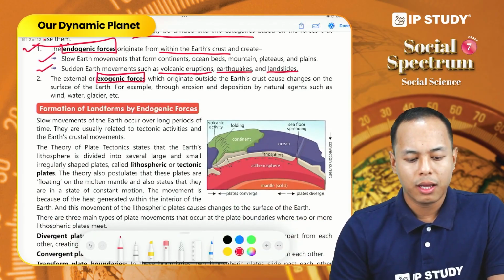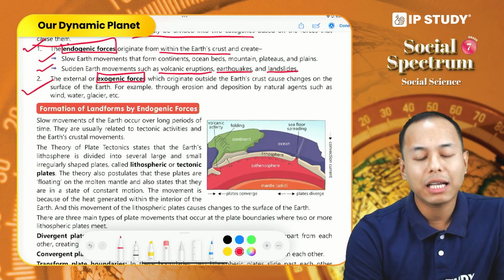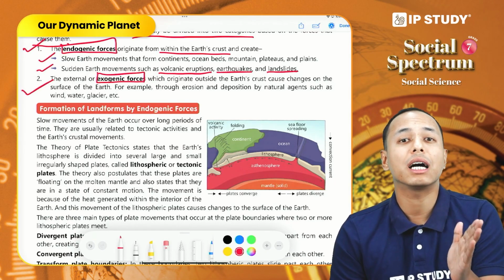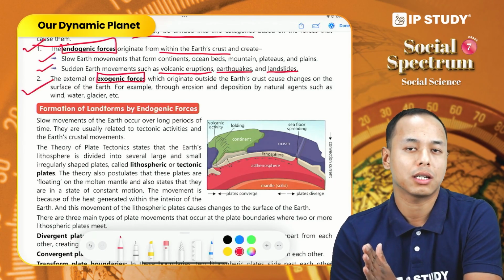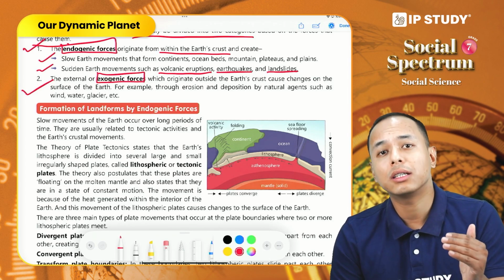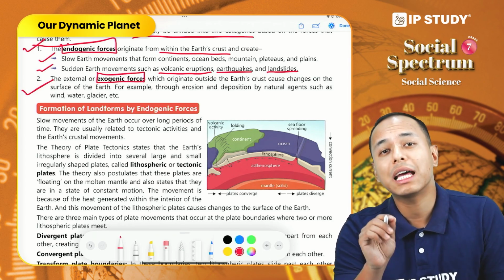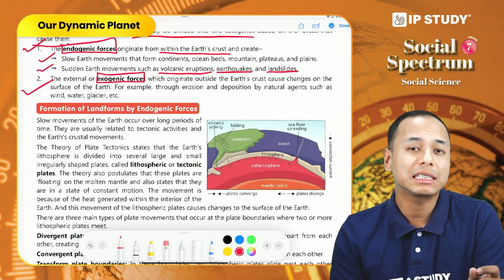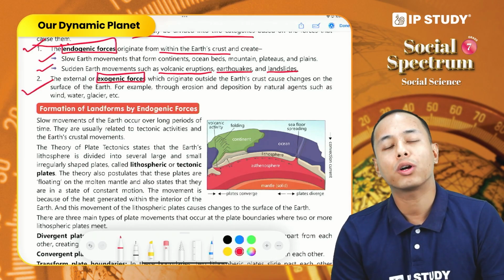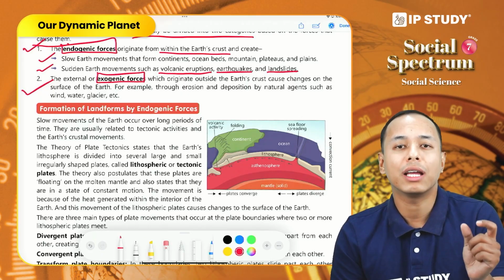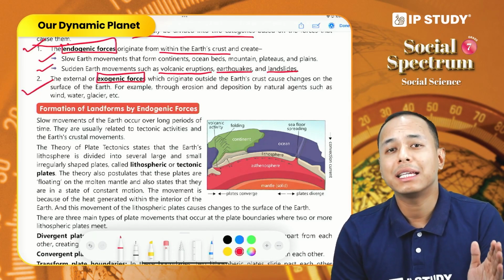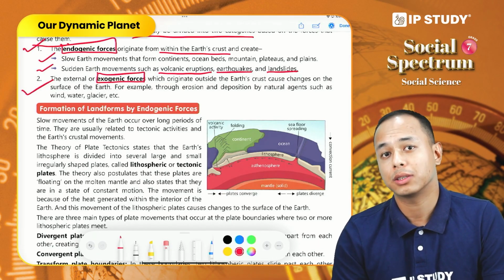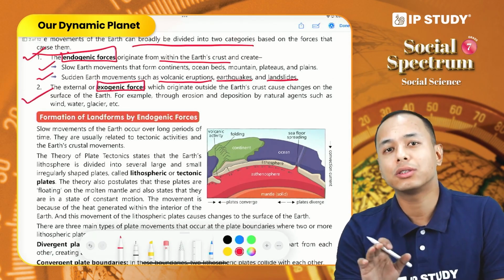So now, the second force is exogenic forces. Endogenic, we already discussed, are those forces that arise from within the Earth crust. Exogenic, on the other hand, are the forces that act on the surface of the Earth and cause change in the landforms and landscape on the surface of the Earth. Different agents like wind, water, ice, they act and change the different landscapes on the Earth surface. So these are the exogenic forces.